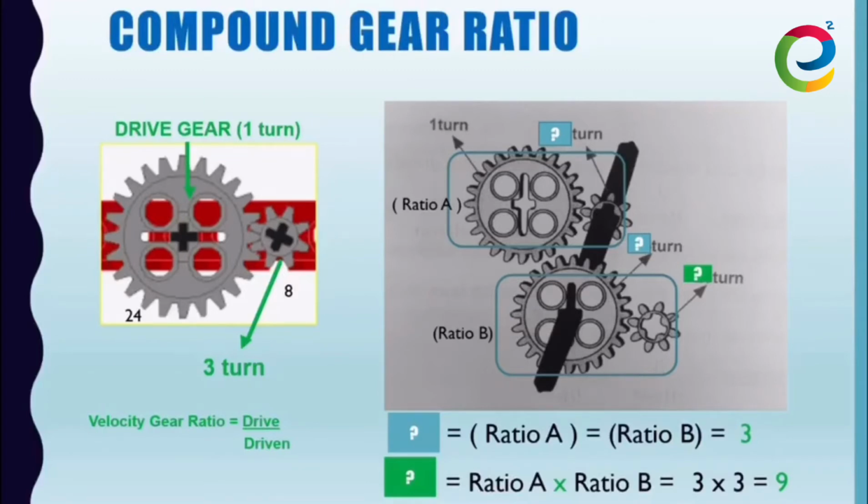So while in gear A, the small gear turns 3 times, resulting in the big gear of gear B also turning 3 times. So when it moves to the small gear of gear B, it's 3 times 3. The small gear turns 9 times. Now that we have understood what is compound ratio, let's watch this video to see it in action.